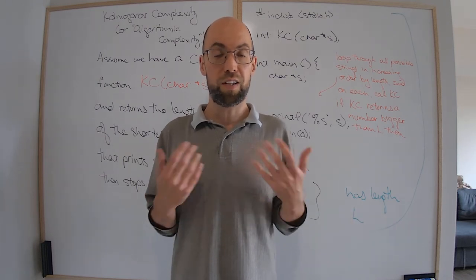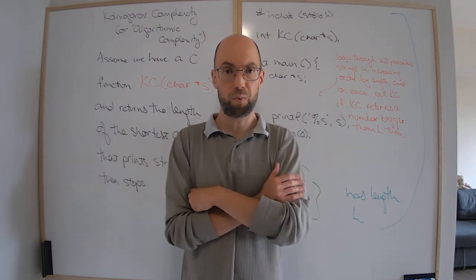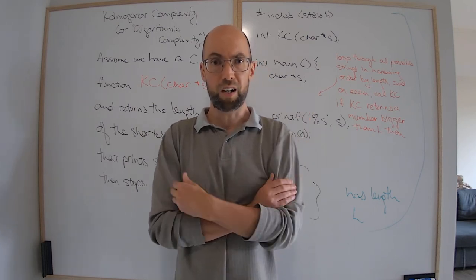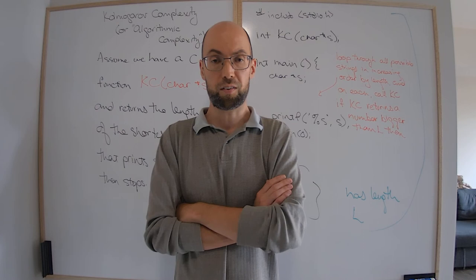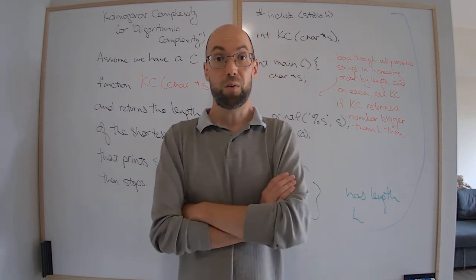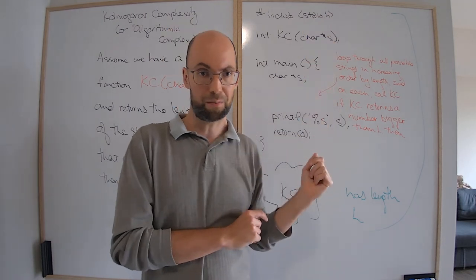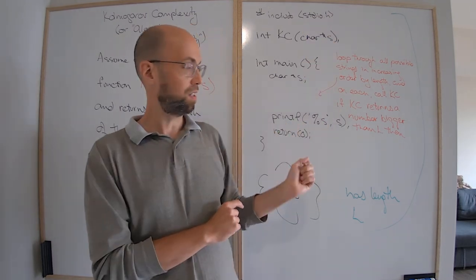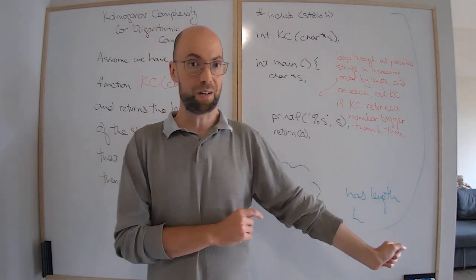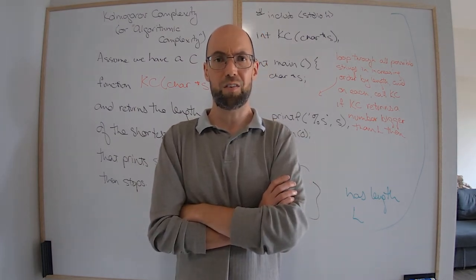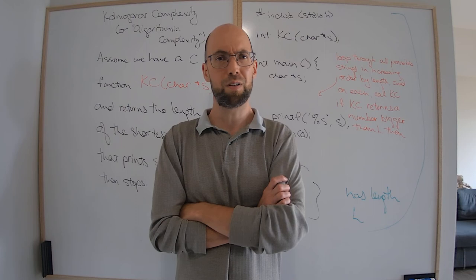And so eventually, if you're looping through all the strings until you get to one where it says, yeah, this is complex, then you say, no, it's not, because now I print that, and now I have a short program which is just output that number. It's sort of like this argument about the smallest boring number.